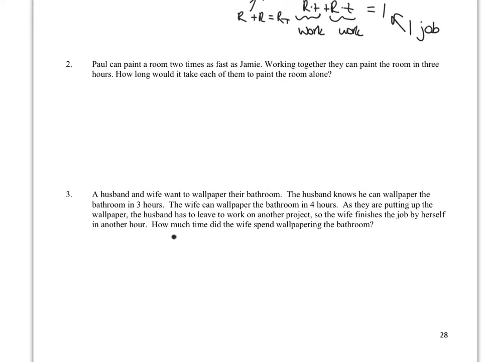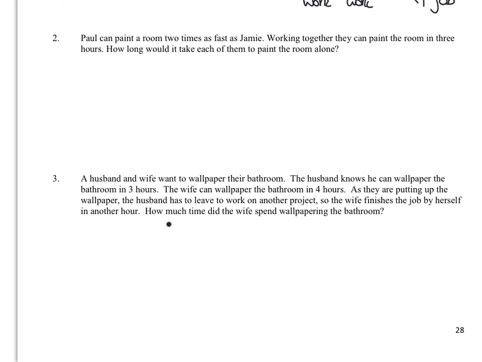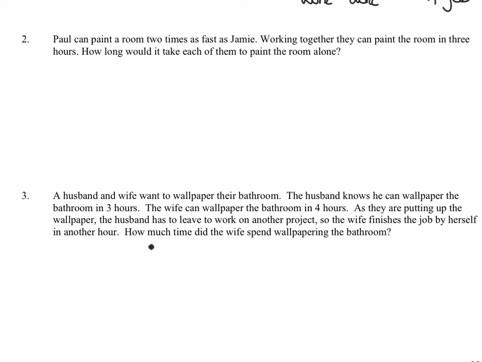just before you get started on your practice. So it says Paul can paint a room 2 times as fast as Jamie. Working together, they can paint the room in 3 hours. Here their times match, so it doesn't matter which method you choose. If you want to do rate plus rate equals rate, or if you want to do work plus work equals total work, it doesn't matter, okay?